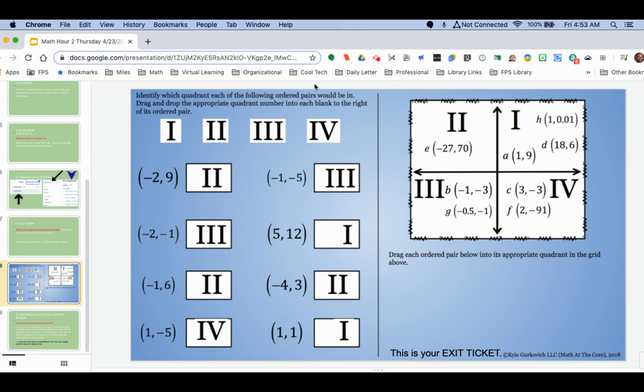All right, and so that was your exit ticket for yesterday. We're working with the quadrants and looking for patterns there, and there are definitely patterns in the quadrants depending on whether the coordinates are negative or positive for the x coordinate and for the y coordinate.